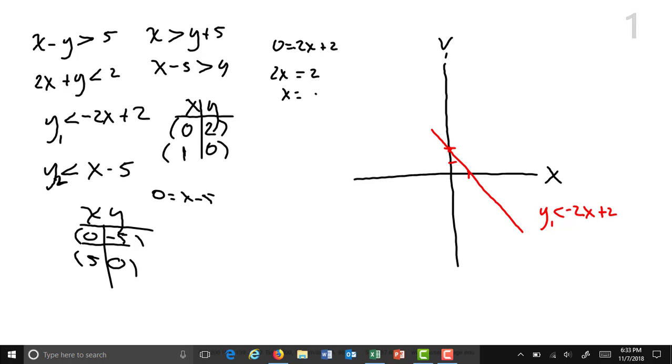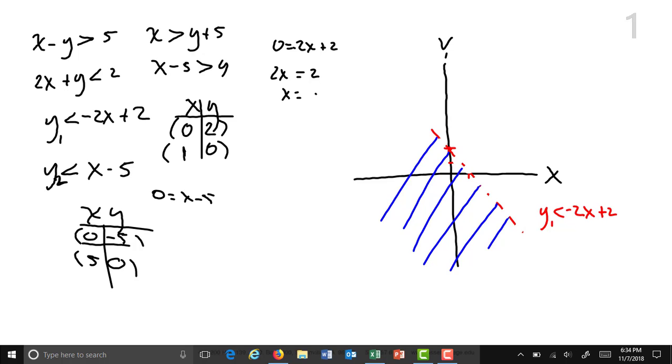I want y less than 2. So that means that this is going to be all values underneath the graph, less than 2. It's every point underneath that. And because this is less than but not equal, I have to make this a dotted line, because values on there will not work either. It has to be less than.